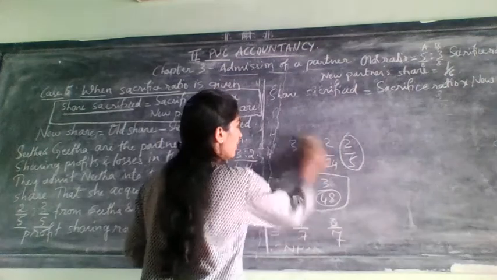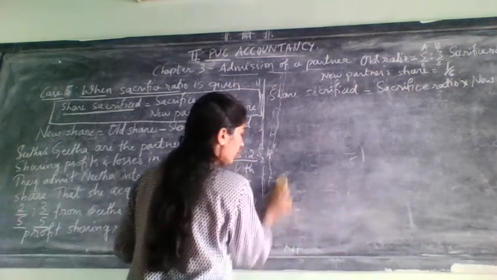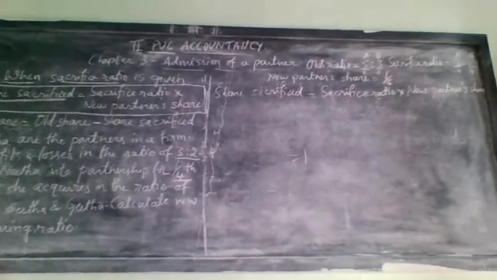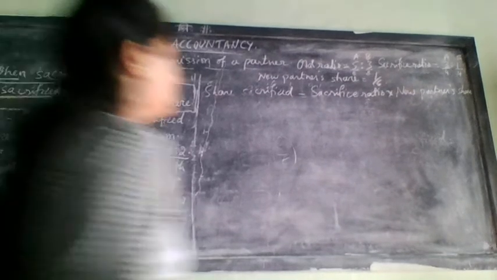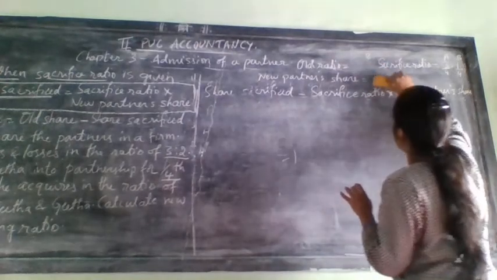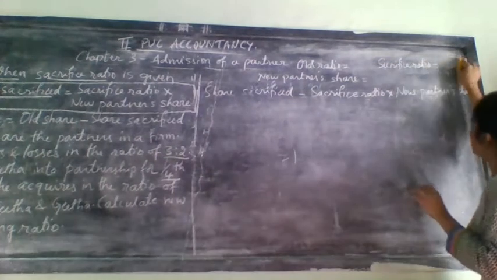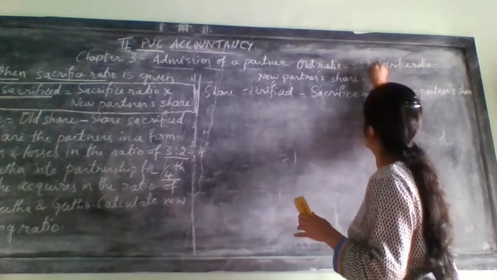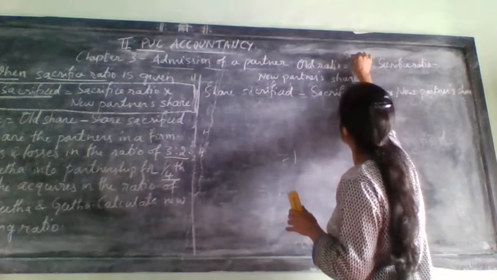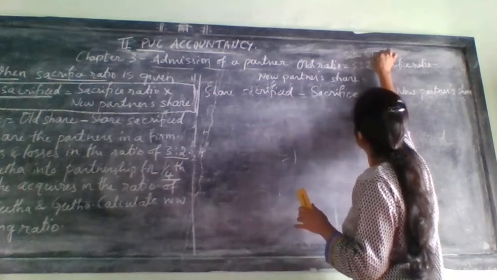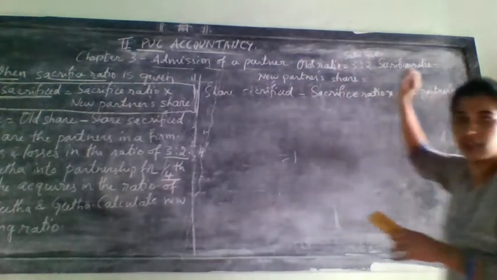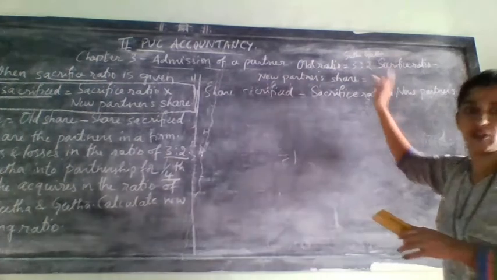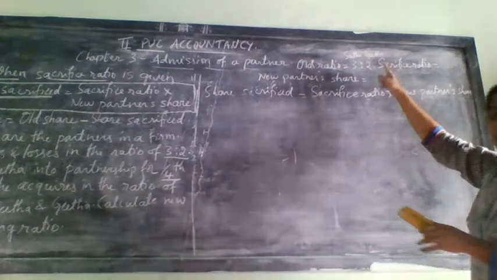Okay, so now let us do the problem. First thing, we need to write down the details, whatever is given in the problem. They have given the old ratio, the sacrifice ratio, and the new partner's share. First we will write down that the old ratio is 3:2. This is for Sita, and this is for Geeta. Don't forget to write their names all the time. You need to write down their name and then write the ratio there. So practice like that only, or else you will feel difficulty at last. You will lose marks for all these things.